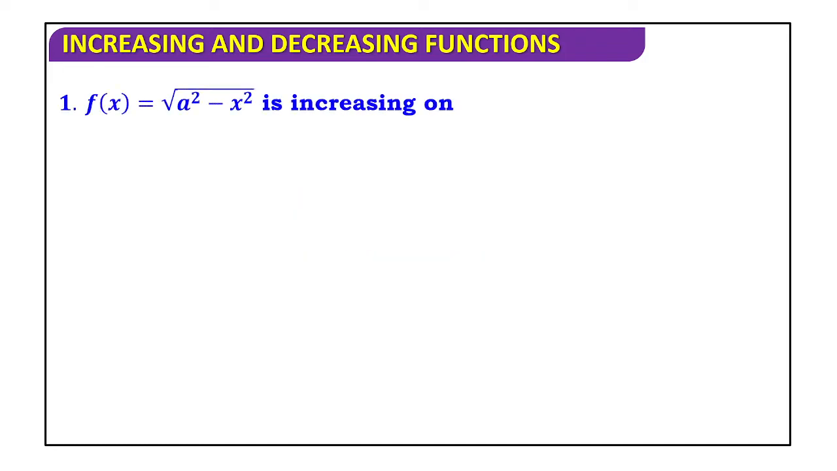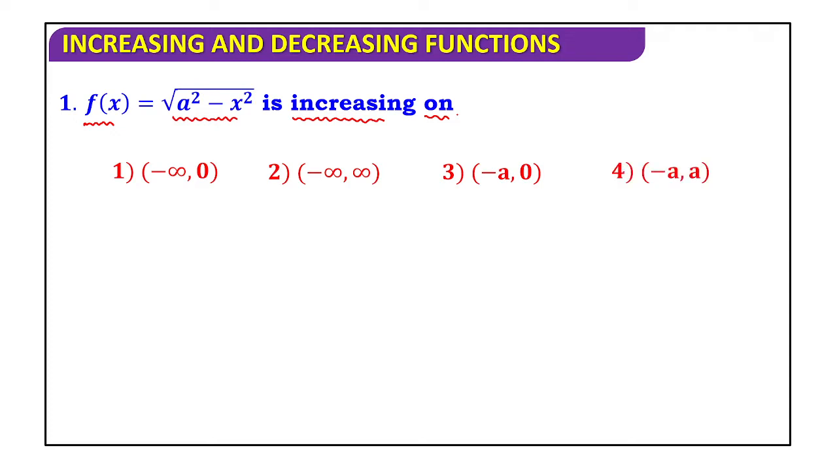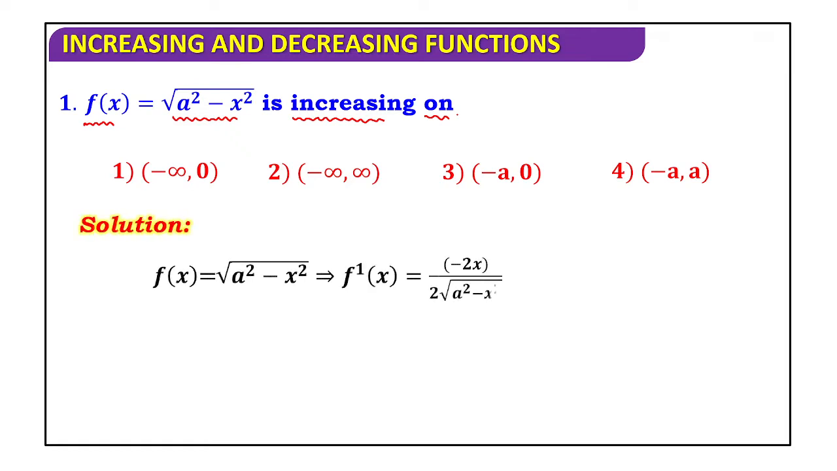Here it is given as f of x equal to square root of a square minus x square is increasing on: option 1, minus infinity comma 0; option 2, minus infinity comma plus infinity; option 3, minus a comma 0; and option 4, minus a comma plus a. No problem. First we have to check the derivative of the given function.